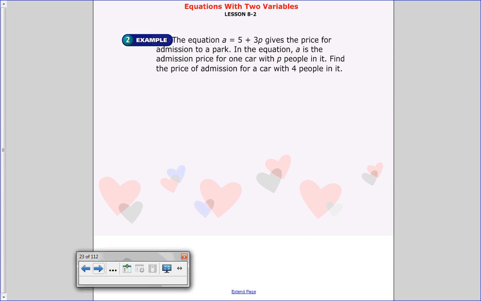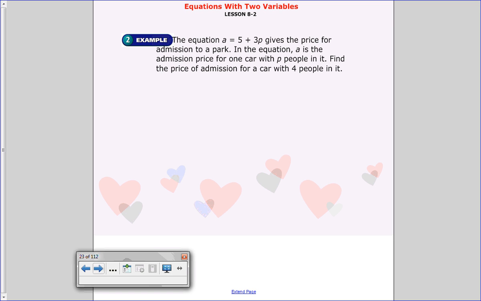And now we get it in a word problem. The equation A is equal to 5 plus 3 times P gives the price for admission to a park. In the equation, A is the admission price for one car with P people in it. Find the price of admission for a car with 4 people in it.